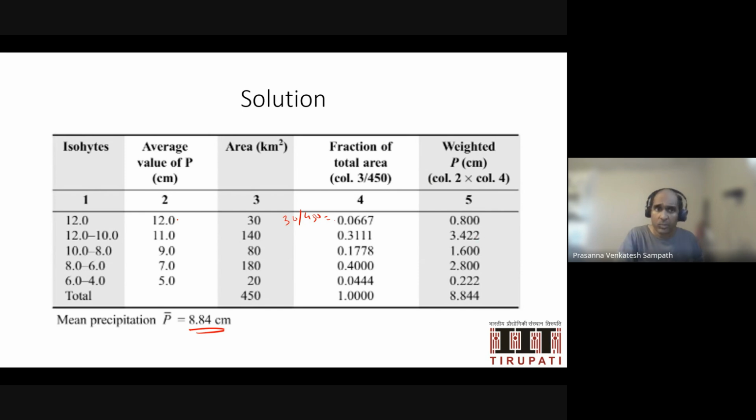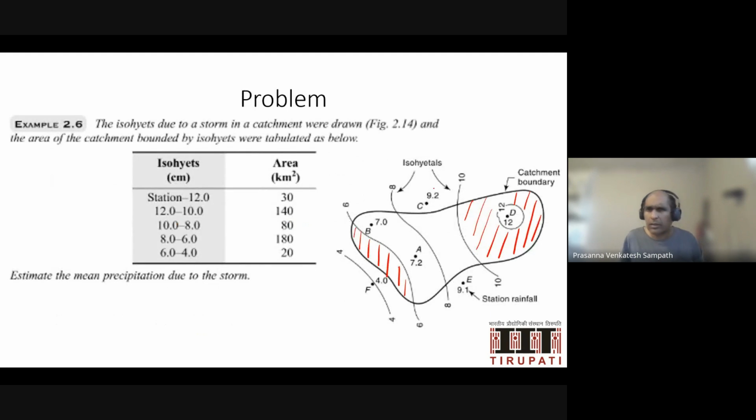For the next one, between 10 and 8, this is 10 and this is 8. The area between the two is this area, right? This portion between 10 and 8. So that area is 80 kilometers square, and the average precipitation representative of that area is the mean of 10 and 8. So that's 9 centimeters. The next one is the area is 180 kilometers square, and the representative average would be 8 plus 6 divided by 2. That's 7 centimeters, and so on to the next one.